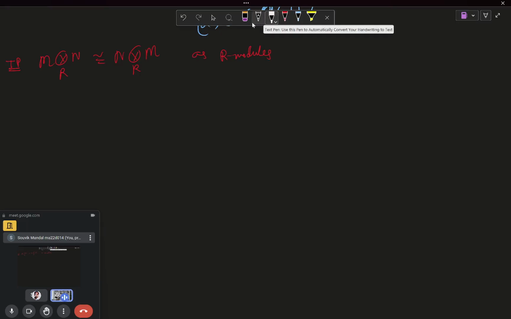First tell me how you approach this problem. Don't hesitate. Whatever way you are thinking to approach this problem, how would you first approach it?